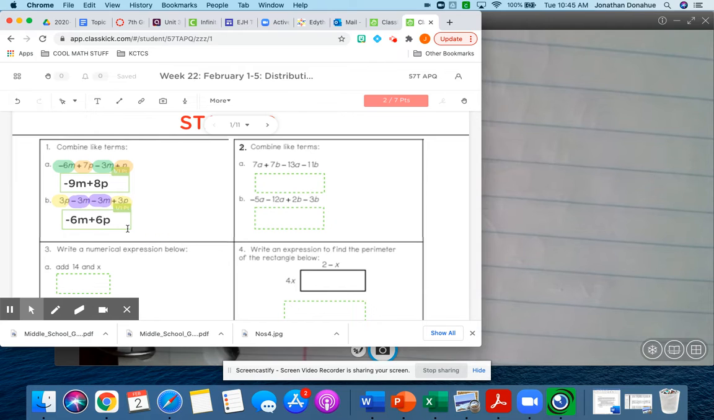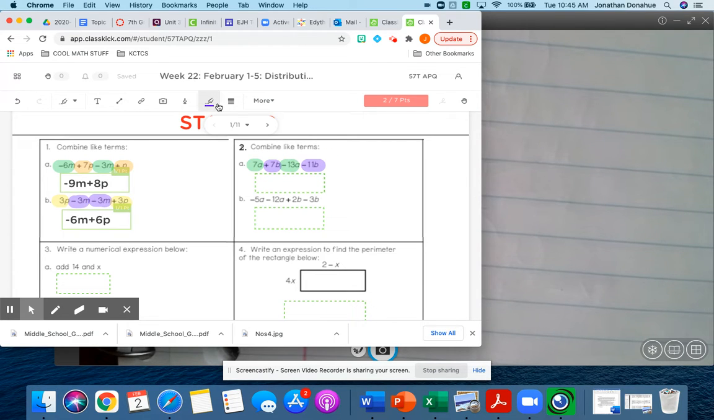As you go through these, take your time and make sure you add the correct letters together. The order doesn't matter as much, but you really should make it a practice of putting them in alphabetical order. So let's take a look at this one. I've got A's and B's, so I'm going to start with my A's. 7A, I've got minus 13A, and then I'm going to switch over to a different color and get my B's here. B and then B.